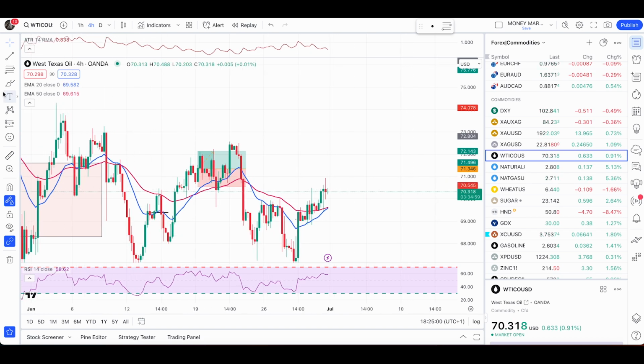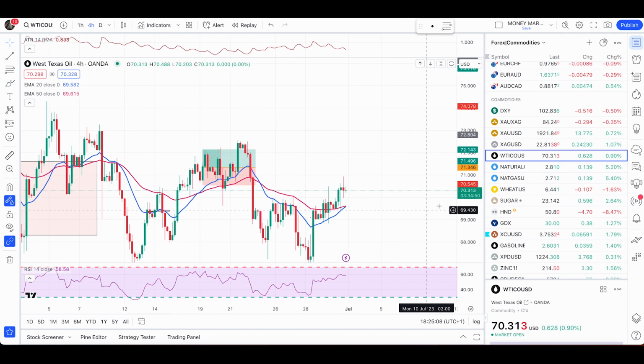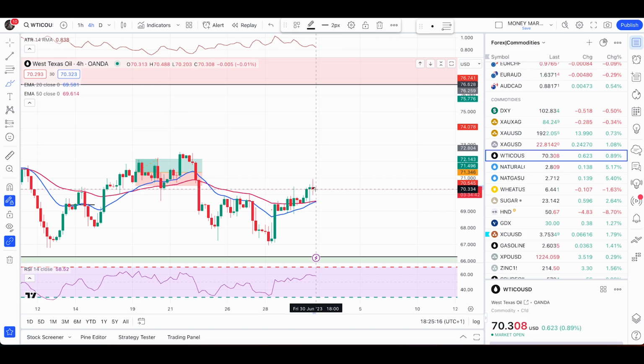The last one, we have crude oil. Crude oil has now pushed back up above 50 EMA. We have a nice momentum now above 50 EMA. Nice 382 candle as well. For now, I'm only going to look for a buying opportunity, which is a pullback of a few candles followed by a bullish engulfer. Once that happens, we are good to go long.